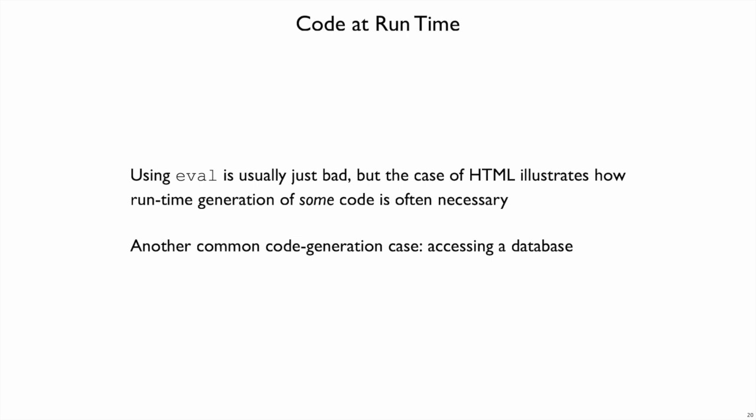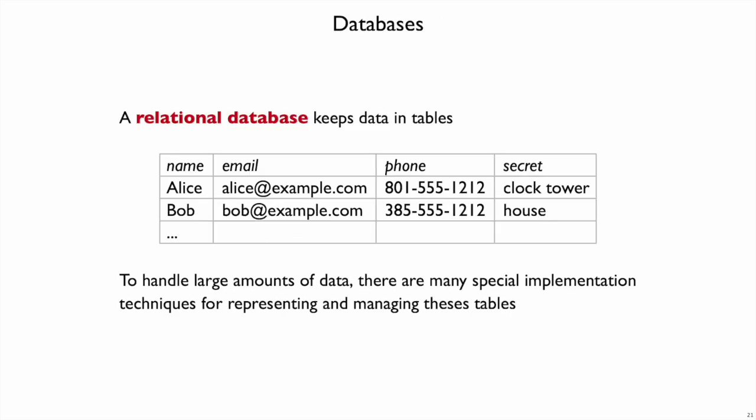And to talk about this one, I need to give you a little crash course on databases. Because our use of a dictionary in JavaScript is not very realistic, it doesn't scale to any interesting size of data. Many systems are backed by a relational database, which keeps data in tables. So here's a table with a name column, email column, phone column, and secret column, and we have Alice with her information and Bob with his information in different rows of the table.